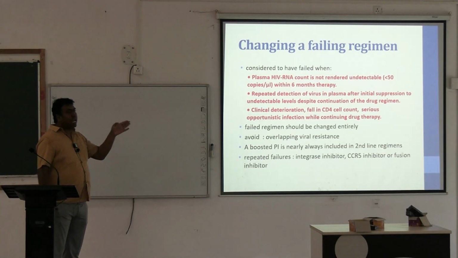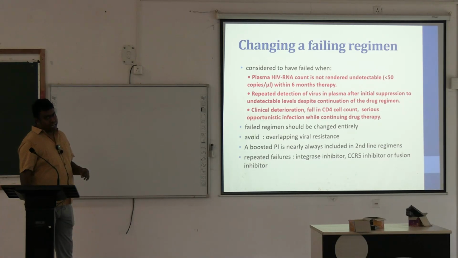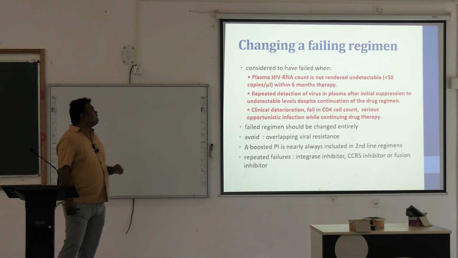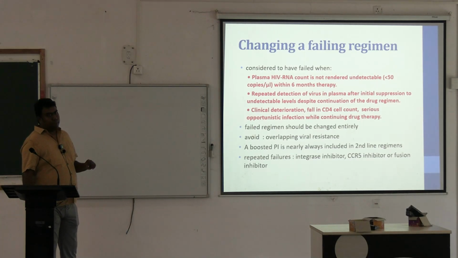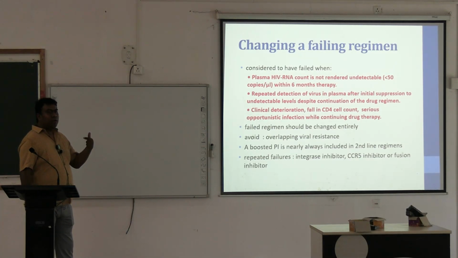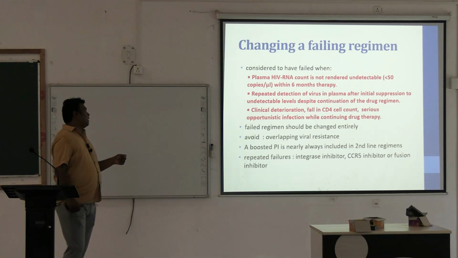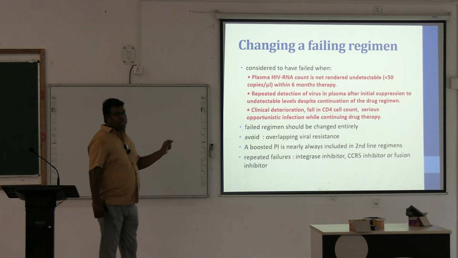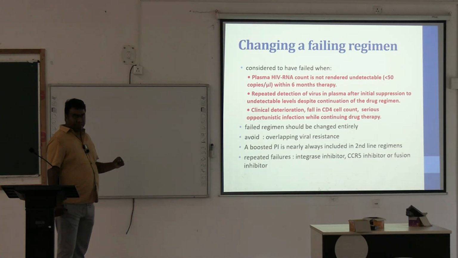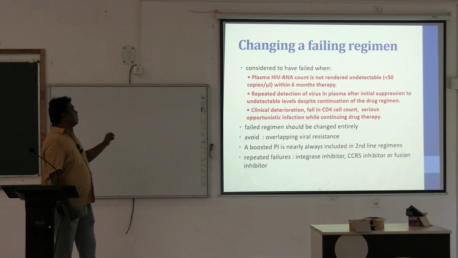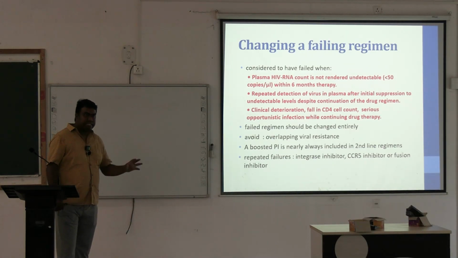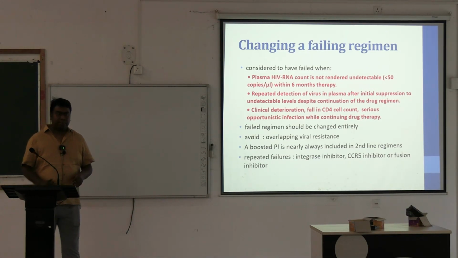to avoid overlapping viral resistance. A boosted PI is nearly always included in the second line. And PI is added more commonly in the second line. When there is repeated failure, we add an integrase inhibitor, CCR5 inhibitor and fusion inhibitor. These are reserved for repeated failure. Clear?